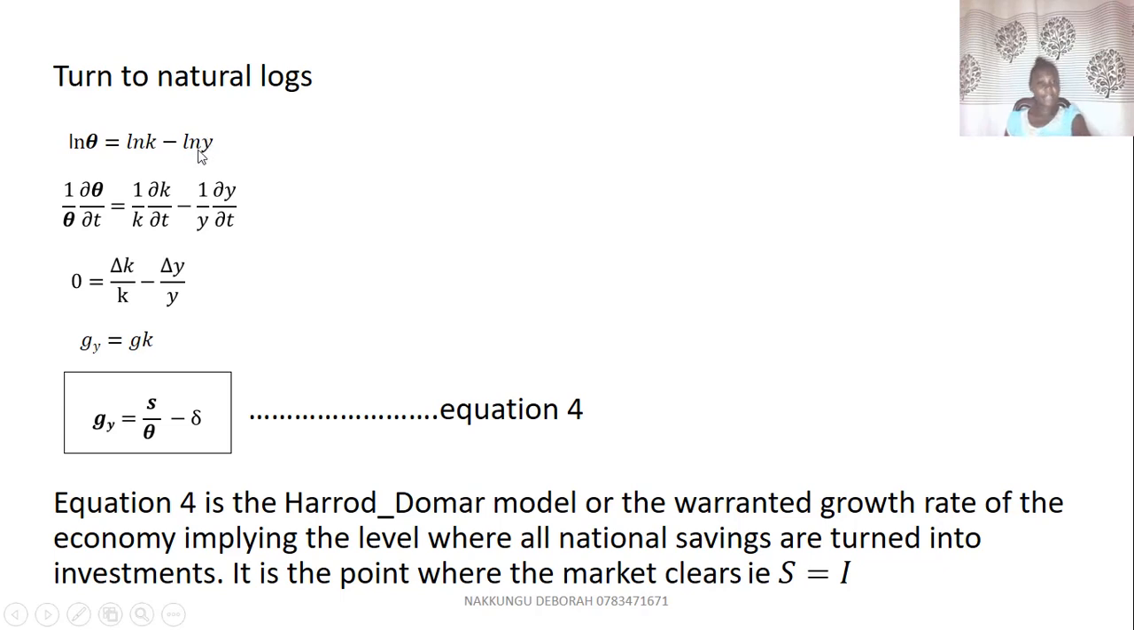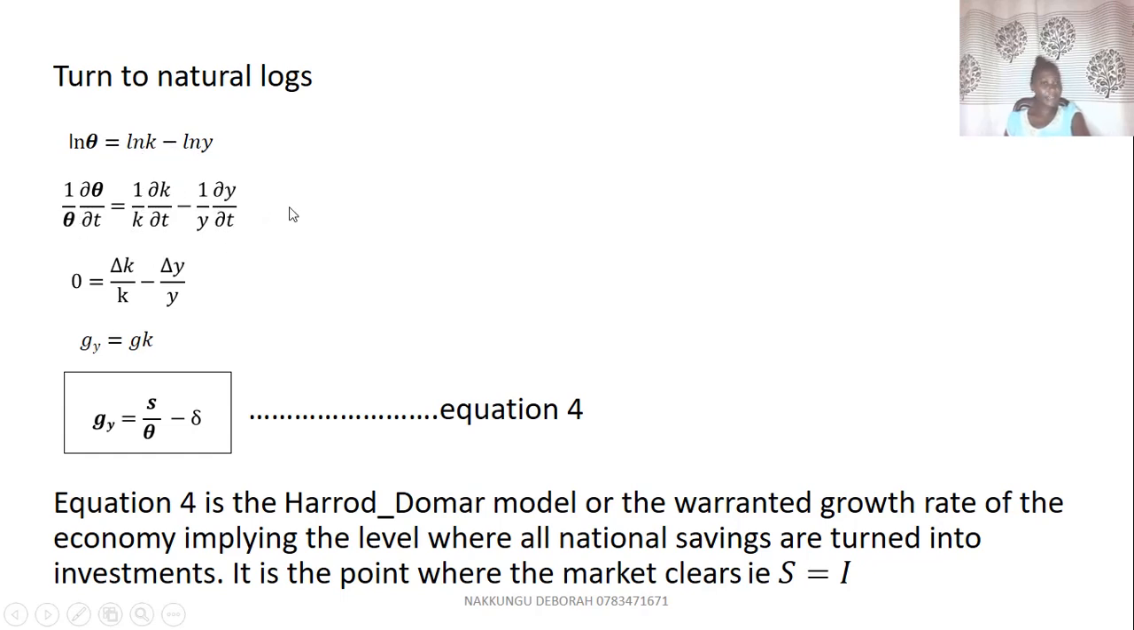Because we are dividing, that's why we are subtracting here in logs. So our next step after turning it into natural logs, we differentiate. We get the derivative of this new log equation. As you know, if we are differentiating in natural logs, this is what we come up with. So if we differentiate ln theta, we shall come up with 1 over theta d theta dt, like we are differentiating with respect to time, being equal to 1 over k dk dt minus 1 over y dy dt.